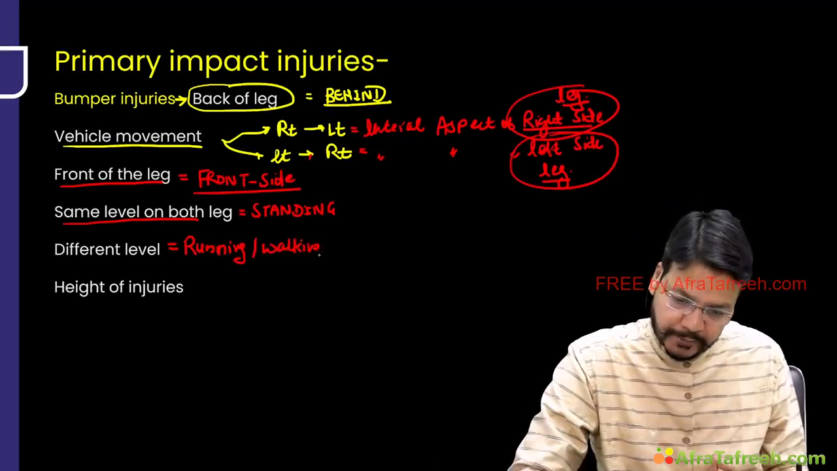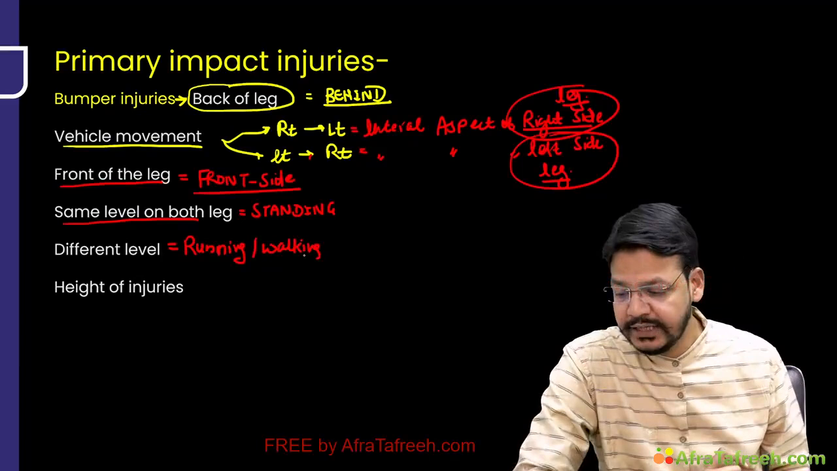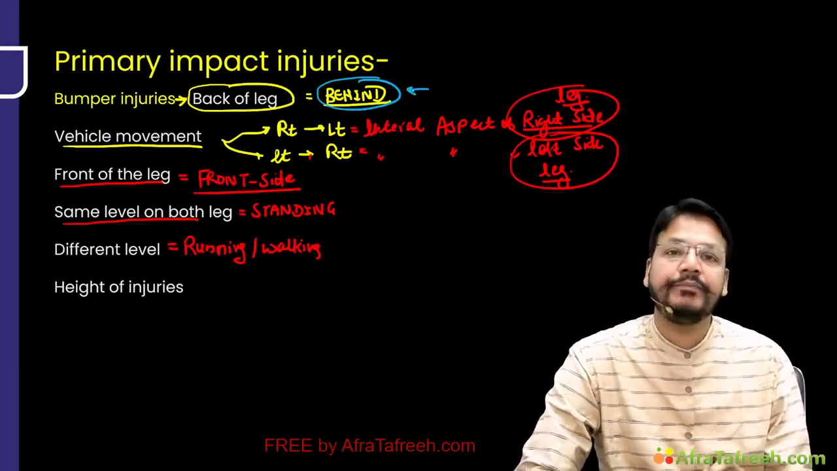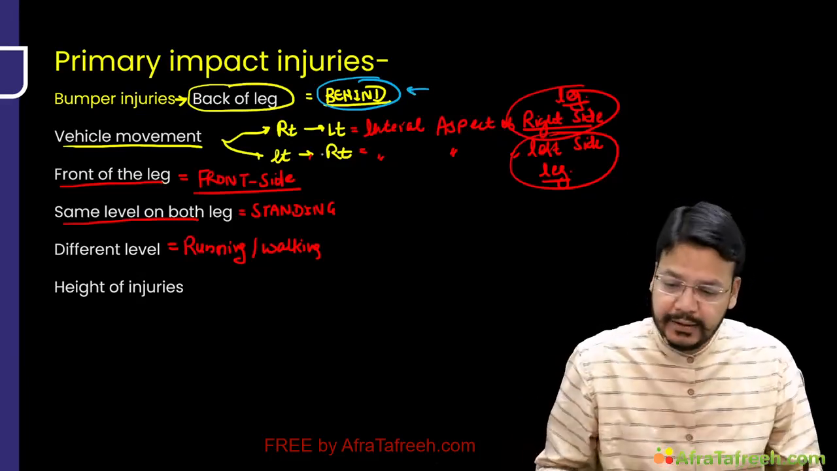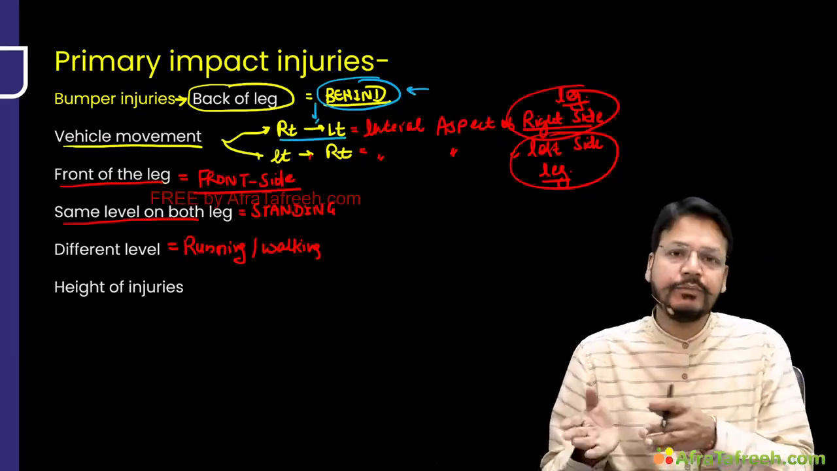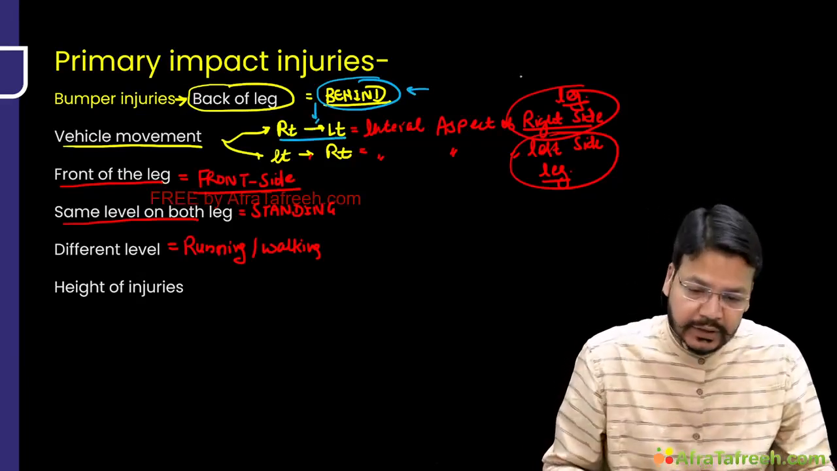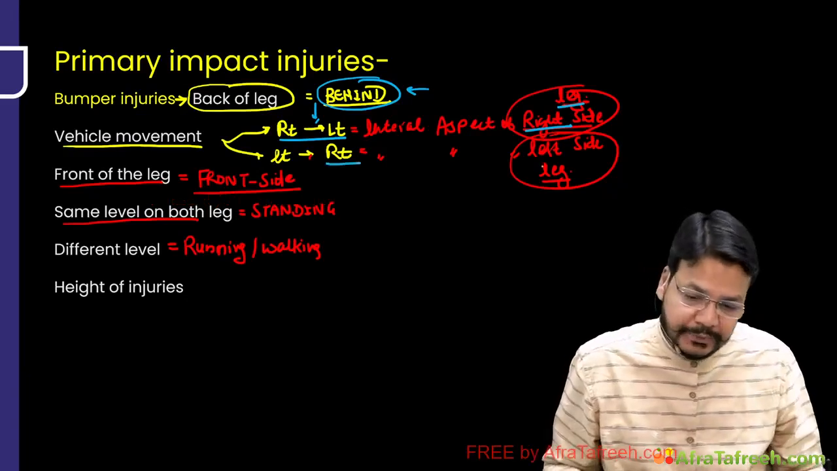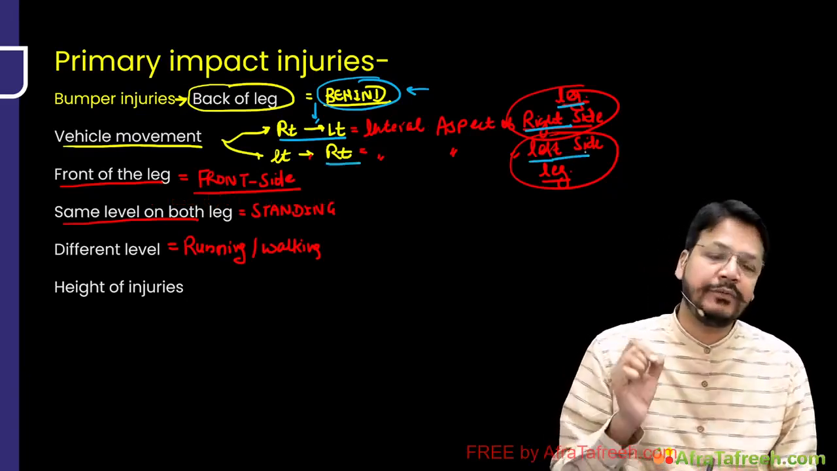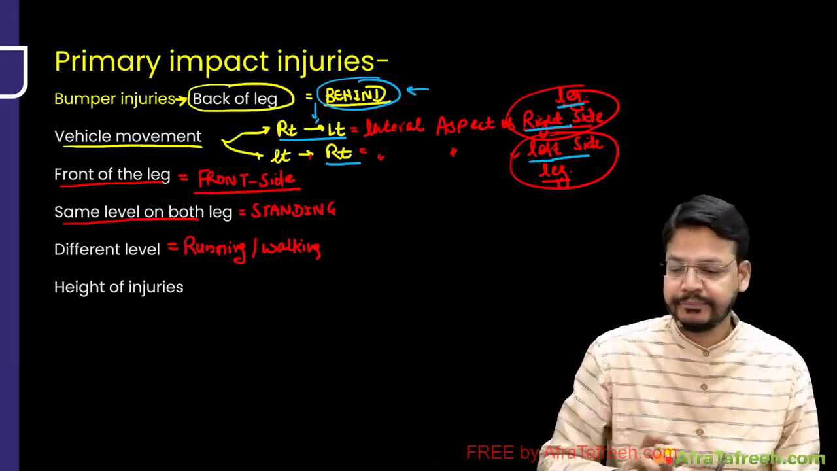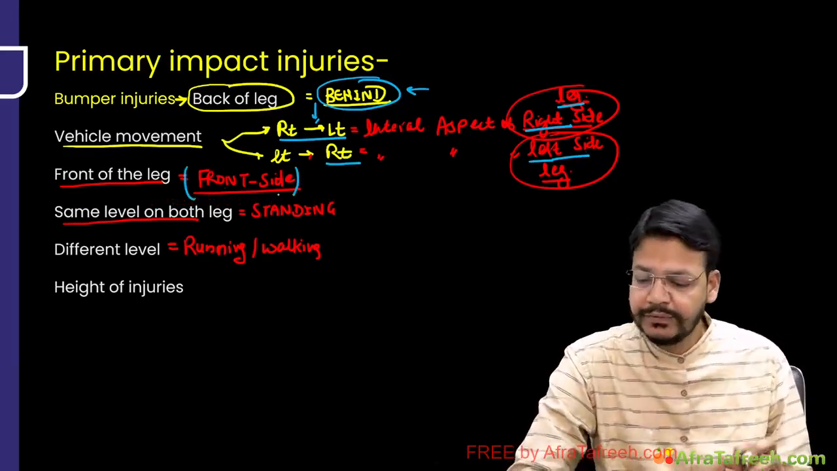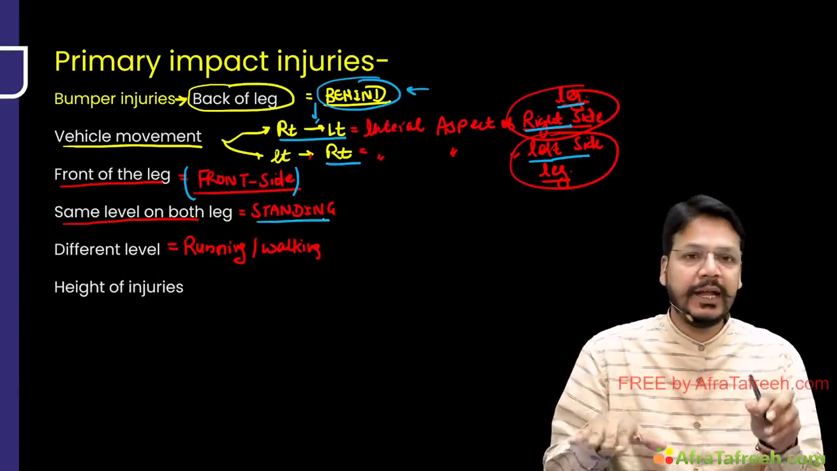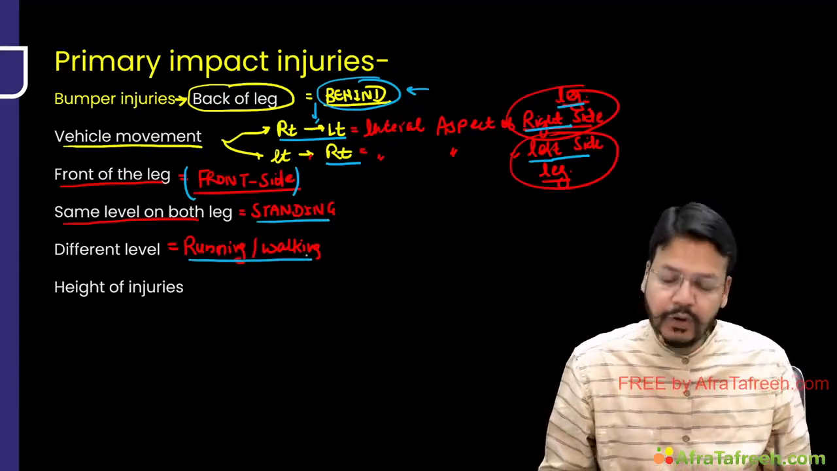So again, I'm revising, my dear friend. Bumper injuries on the back of the leg mean the vehicle was coming from behind. If the vehicle is moving from right to left, it is on the lateral aspect of the right leg. And if the vehicle is moving left to right, it is the lateral aspect of the left leg. Very, very important. Front of the leg means the vehicle is coming from the front side. Same level of the leg means standing; different levels mean running or walking.